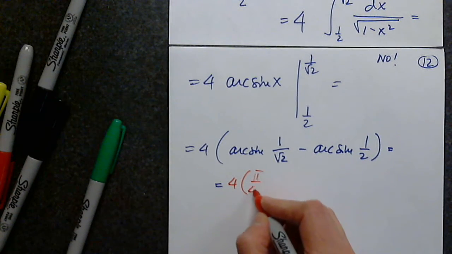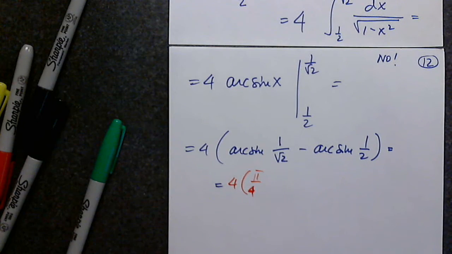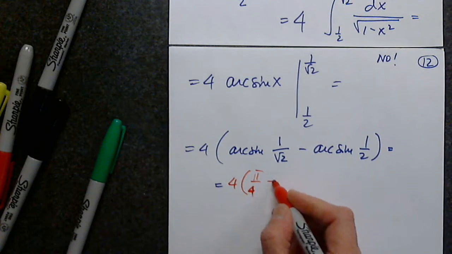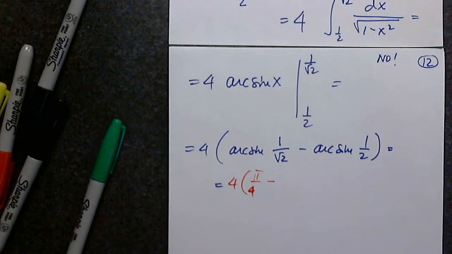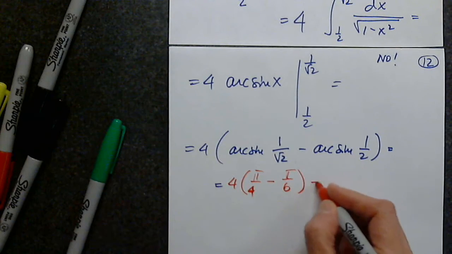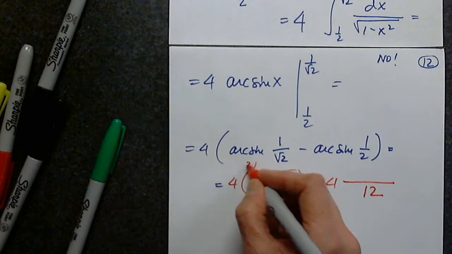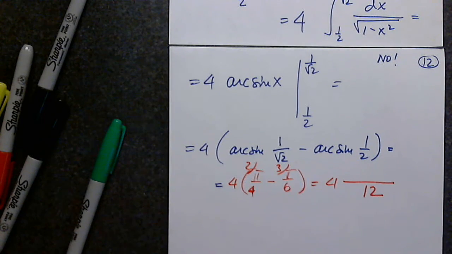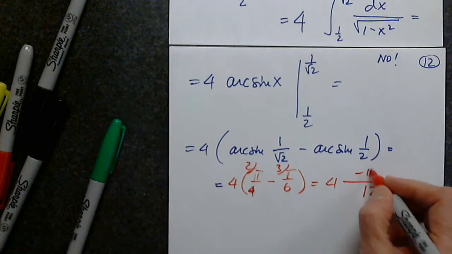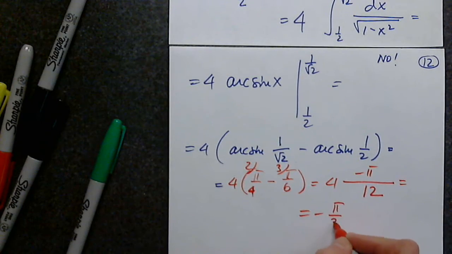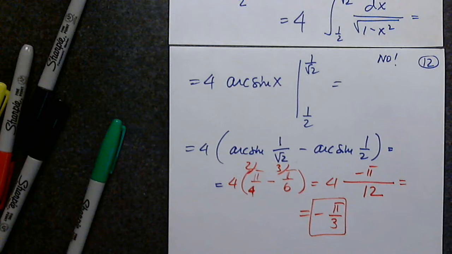Pi over 4, in radians. Okay, minus. Which angle has sine 1/2? It's pi over 6 indeed. So I have to find the least common denominator, which is 12. I have to multiply by 3 and 2. So 3 minus 2 is pi, so it's pi over 12 after simplification. Very good.